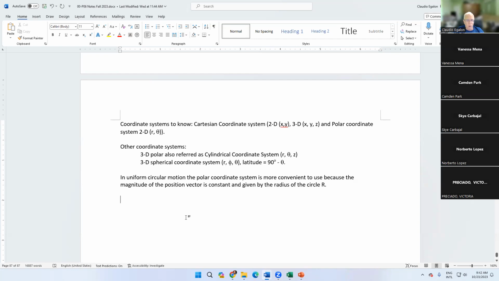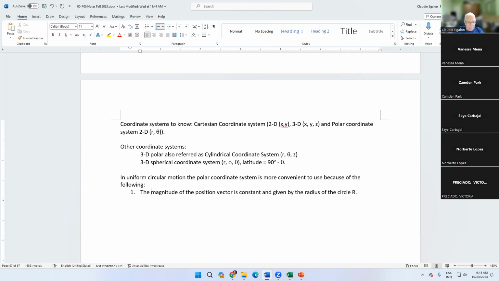In uniform circular motion, the polar coordinate system is more convenient to use because of the following. One, the magnitude of the position vector is constant and given by the radius of the circle r.